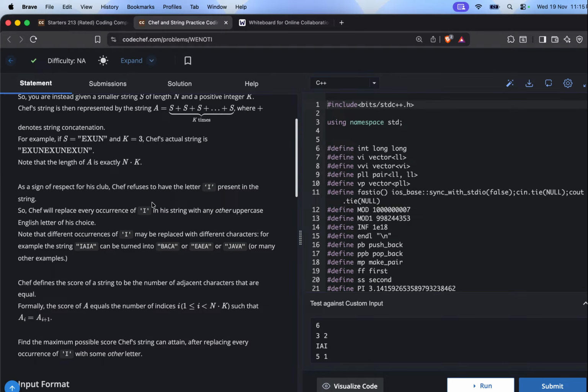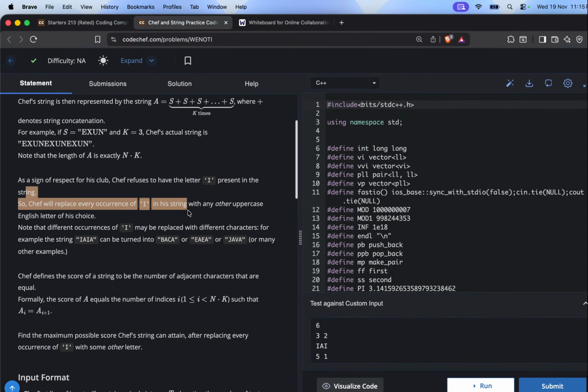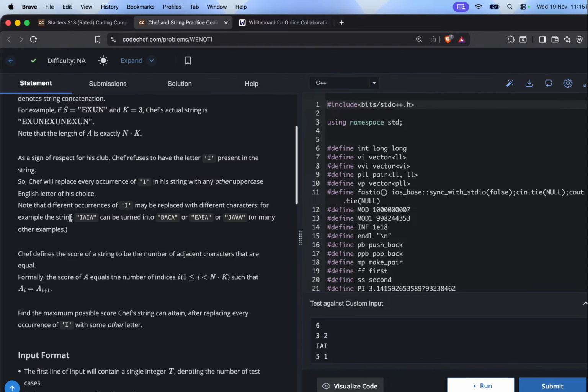So as a sign of respect for his club, Chef refuses to have I present in the string. That is, I will not be present in the string. And what happens with that I? It can be replaced with any other uppercase English letter. For example, if I A I is present, then this particular I can be replaced with B and the other I can be replaced with C. They can be replaced with the same character as well.